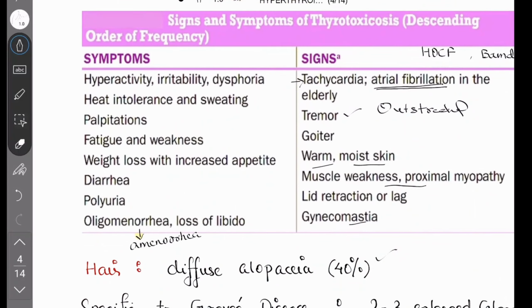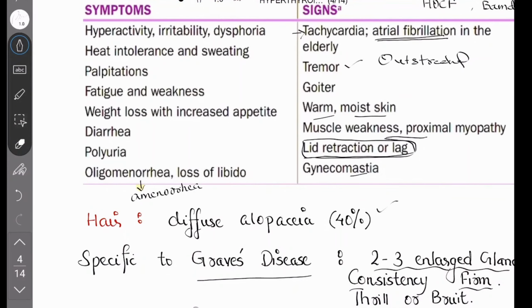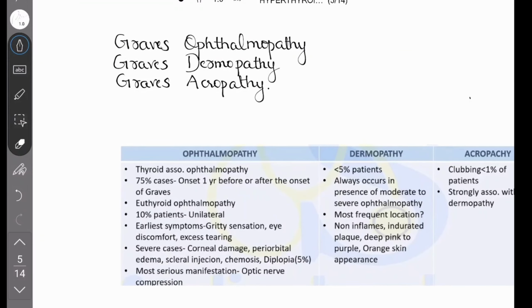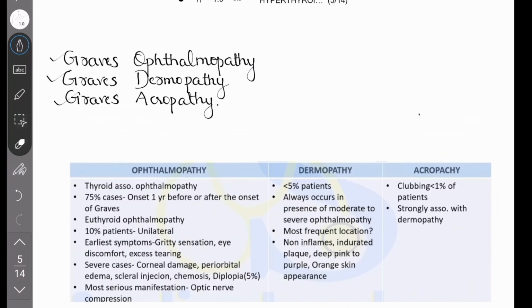See, this lid retraction is not at all a specific sign. Okay, the specific signs of Graves' disease are these: 2 to 3 times enlarged glands, along with Graves' ophthalmopathy, Graves' dermopathy, Graves' acropathy. Okay, so we said that these are the specific features of Graves' disease.